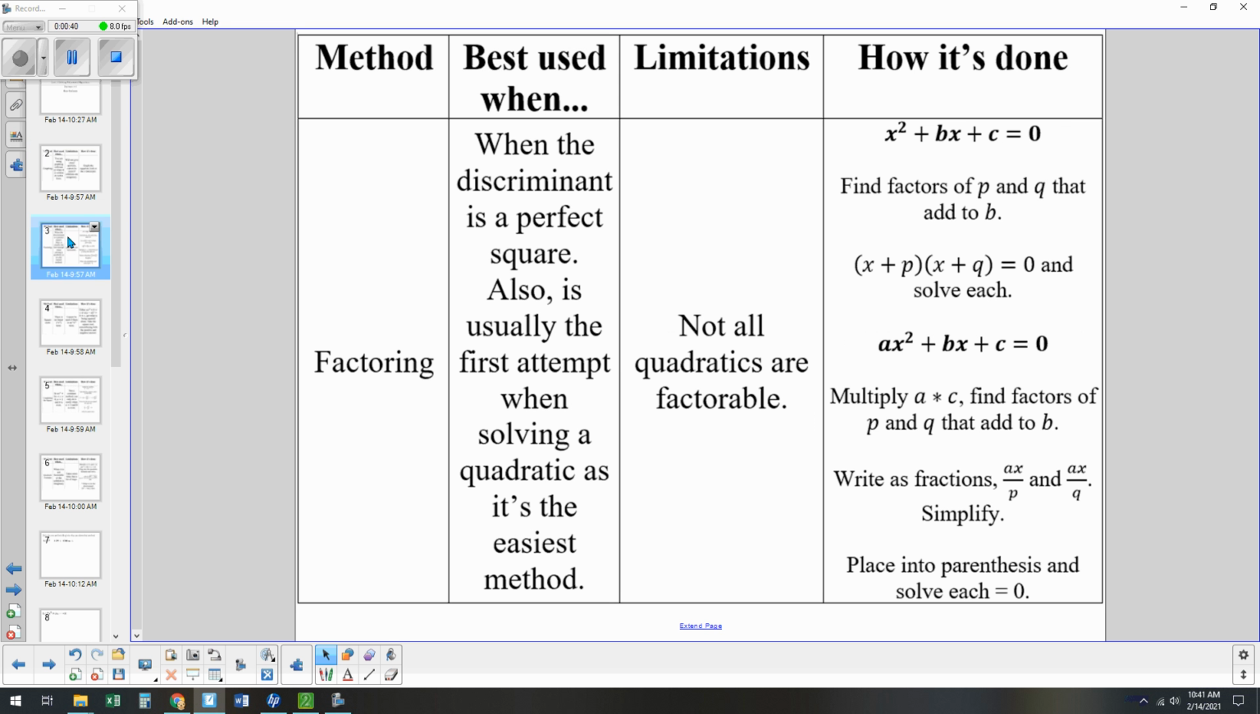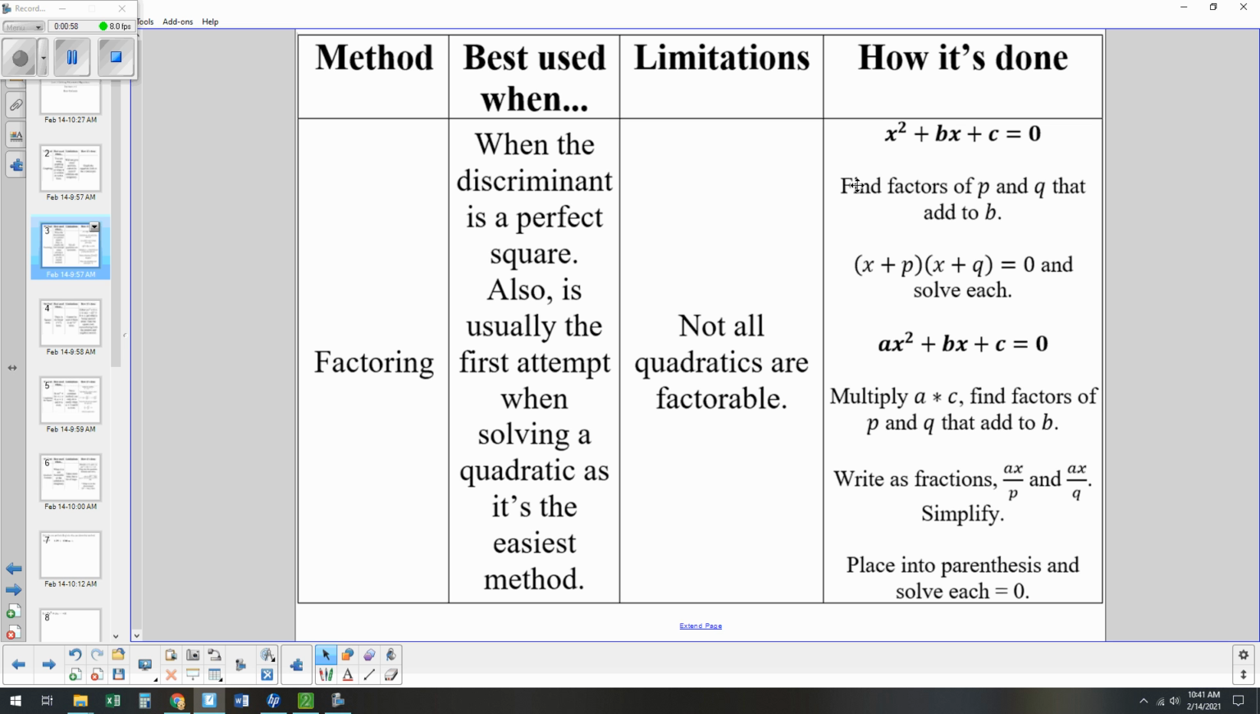The next method is factoring. Factoring is best used when the discriminant is a perfect square. Also, it's usually the first method we'll attempt when we're solving a quadratic, as it usually is the easiest method. The limitation, though, is that not all quadratics are factorable.